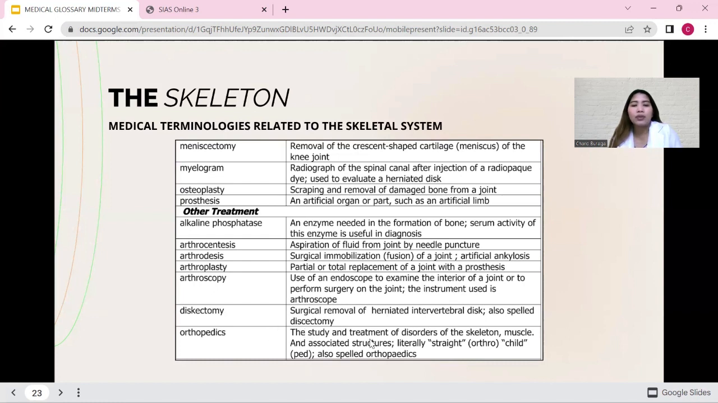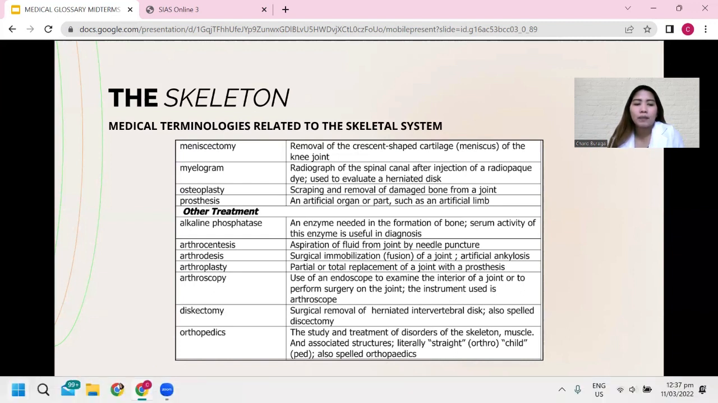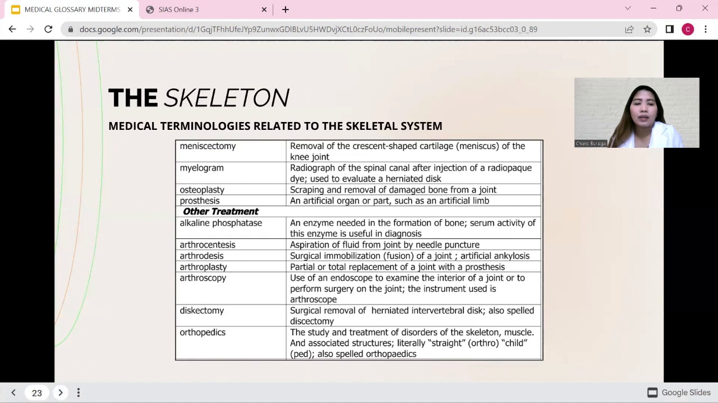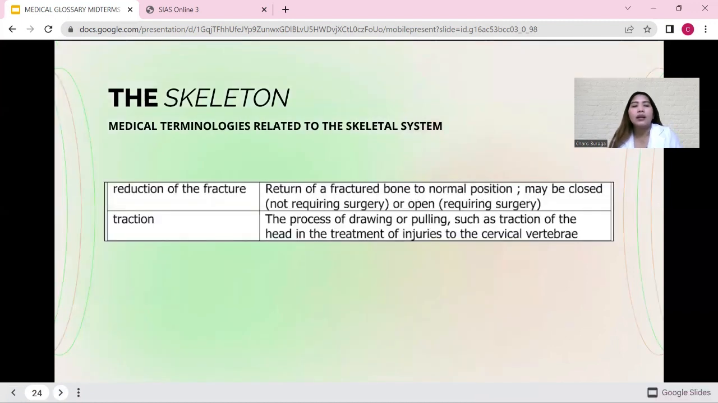Orthopedics, the study and treatment of disorders of the skeleton, muscle, and associated structures. Ortho, okay? Orthopedics. So, pag nagpa-check up ka sa buto, punta ka sa orthopedics. Okay. The reduction of the fracture, return of a fractured bone to normal position, may be closed, not requiring surgery, but open requiring surgery. Okay, traction.